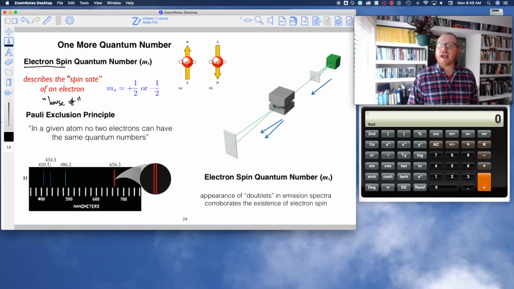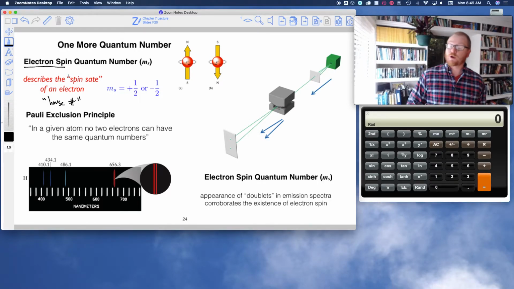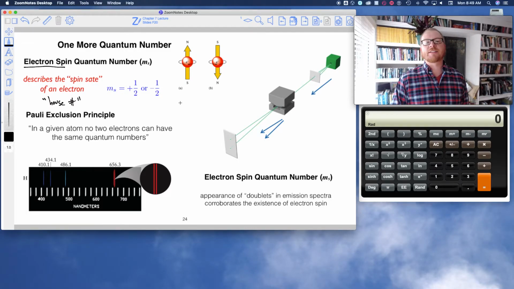So this is actually a particle property of electrons. I talked about how electrons have wave properties, but they also have particle properties. One of those properties is, as you can see in this picture here, electrons spin.